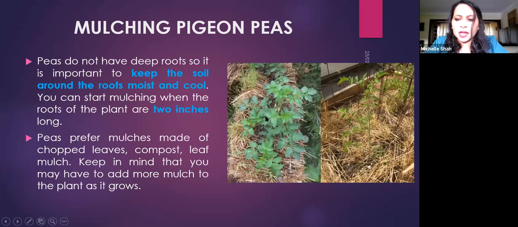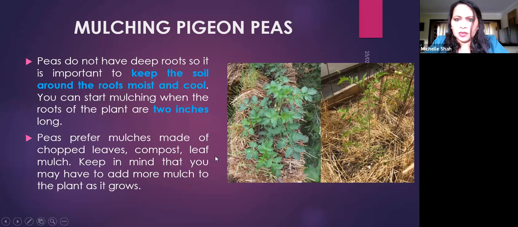Mulching of peas. Peas do not have deep roots, so it is important to keep the soil around the roots very moist and cool. You can start mulching when the roots of the plant are 2 inches in length. Peas prefer mulches made of chopped leaves, compost, and leaf mulch. Keep in mind that you have to add more mulch as the plant grows. The purpose of having this mulch around the plant is to keep moisture in the soil and to keep the temperature lower than if it was directly exposed to the sun.